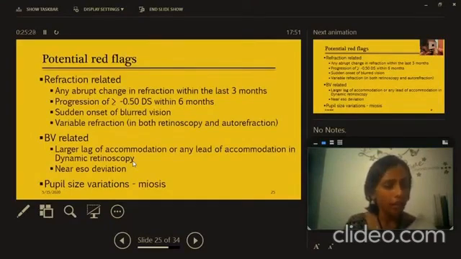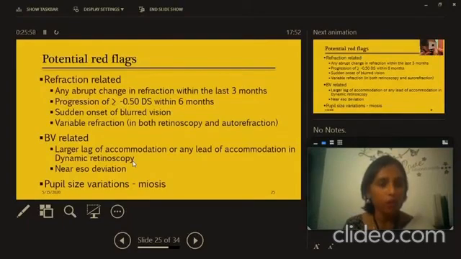So refraction related are 4 issues, and binocular vision related, as we were emphasizing again and again, it's about using dynamic retinoscopy to the best of our advantage just to see if there's any large lag, anything more than 0.7 diopters, or any lead of accommodation is abnormal, near esodeviation, and pupillary size differences. If you see this miosis coming in as you do this retinoscopy, that's the best way to pick up this miosis, which is actually termed as spasm of near reflex.